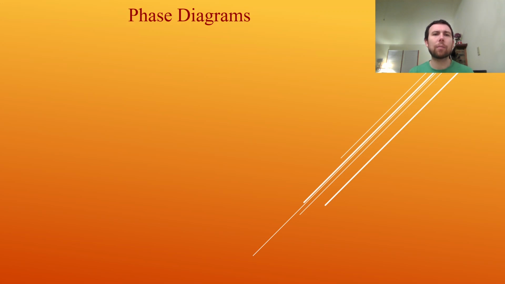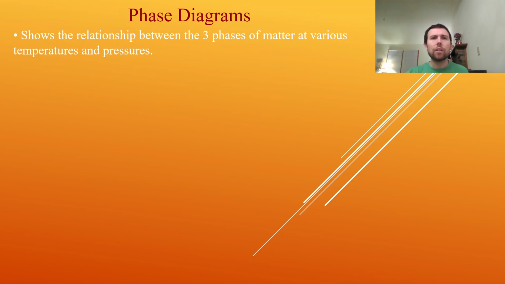So phase diagrams are a tool that chemists can use to look at the various conditions at which a substance will exist as either a solid, liquid, or a gas. That's ultimately what a phase diagram is going to do. So let's just dive right in. This shows the relationship between the three phases of matter at various temperatures and pressures. And that's a really key piece. It's going to show us this relationship at differing temperatures and pressures of our substance.